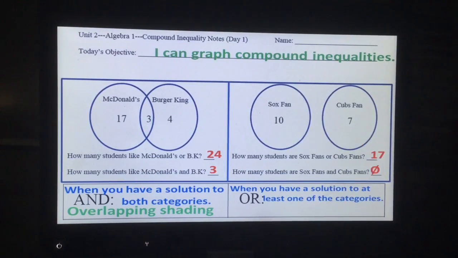Now what I want you to write over here is anything shaded. So anything shaded would be part of the solution.